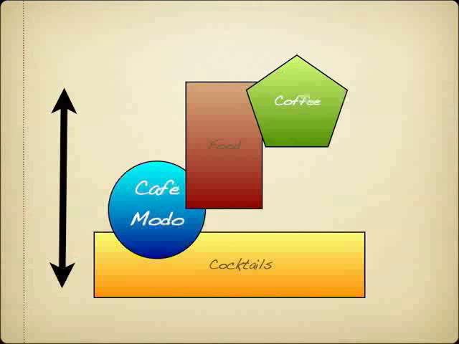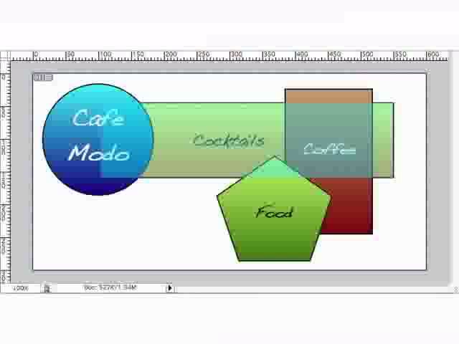Well, in an image map, some areas are going to be on top of each other. So when 2 areas intersect, the area that's on top will get priority. So in this case, the coffee is on top. The food is underneath the coffee. We can say that the Cafe Modo section is underneath the food, and then the cocktails are at the bottom.